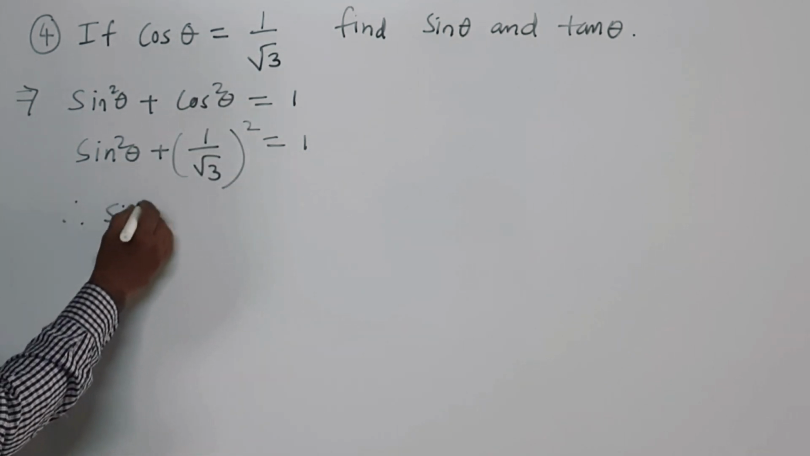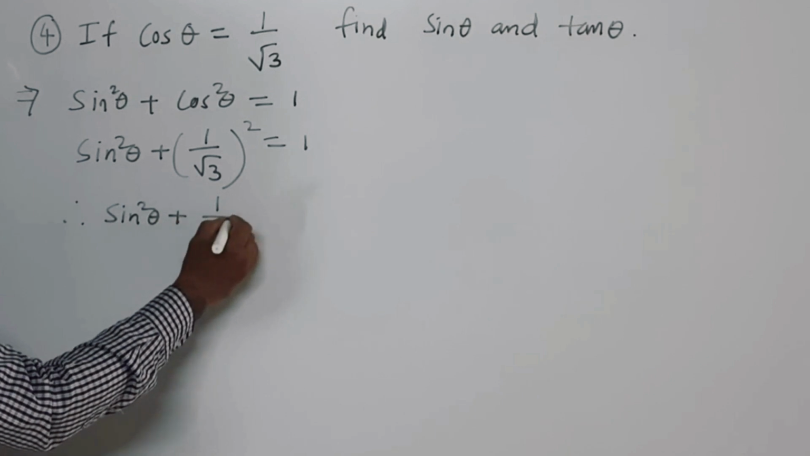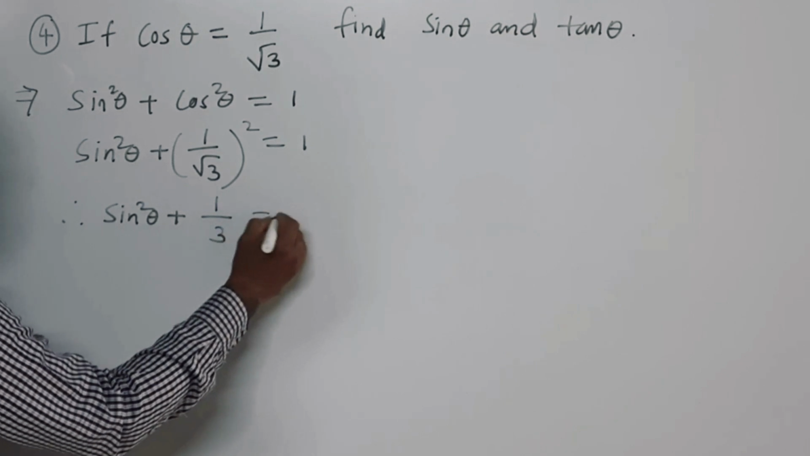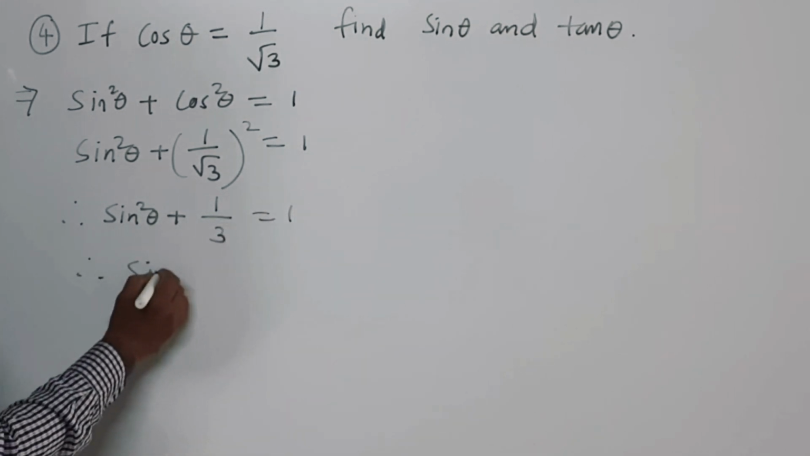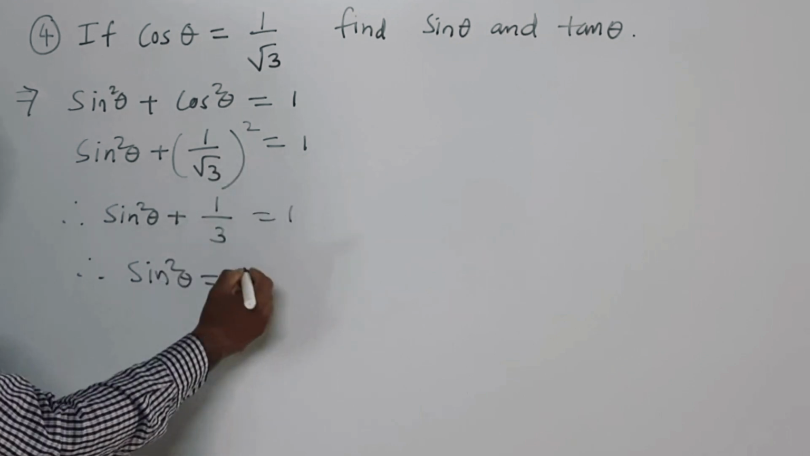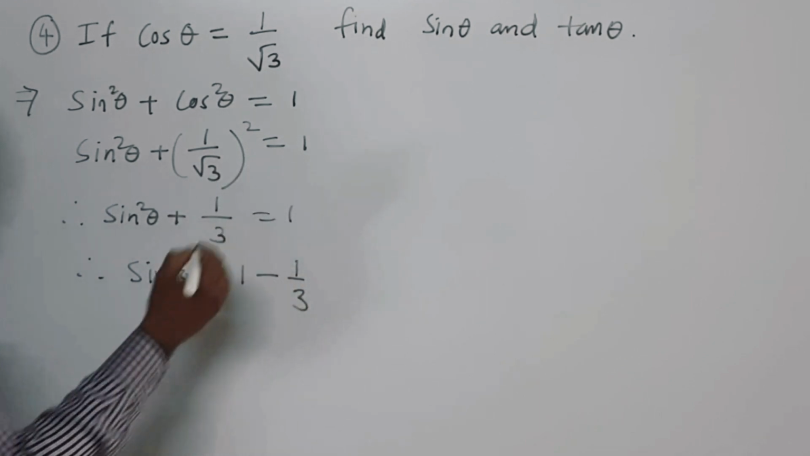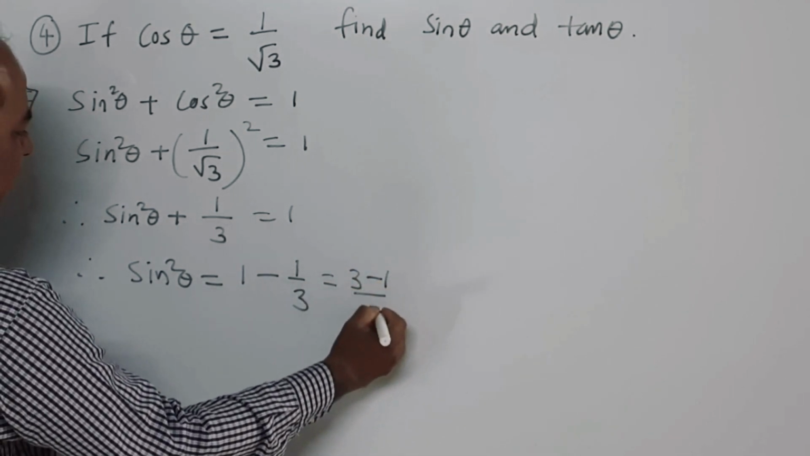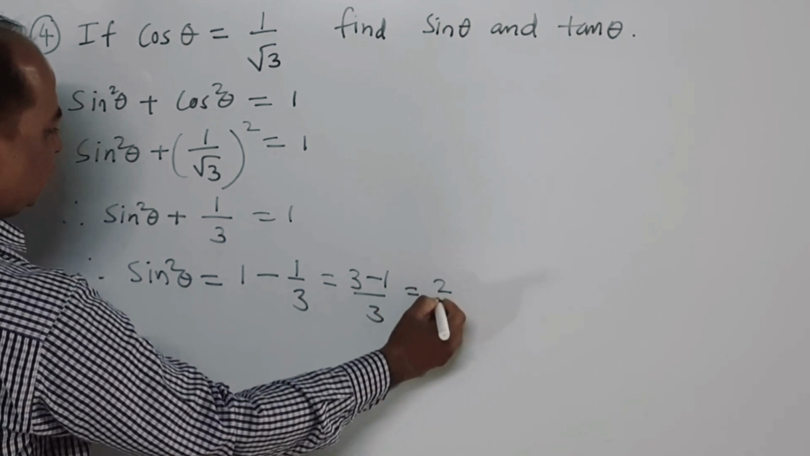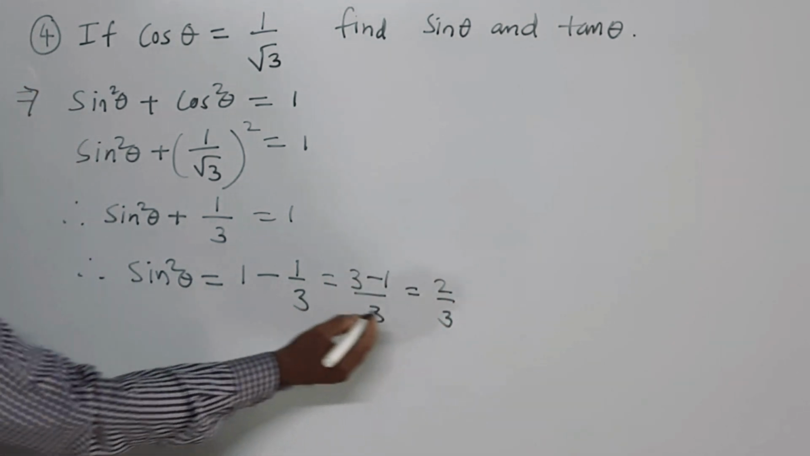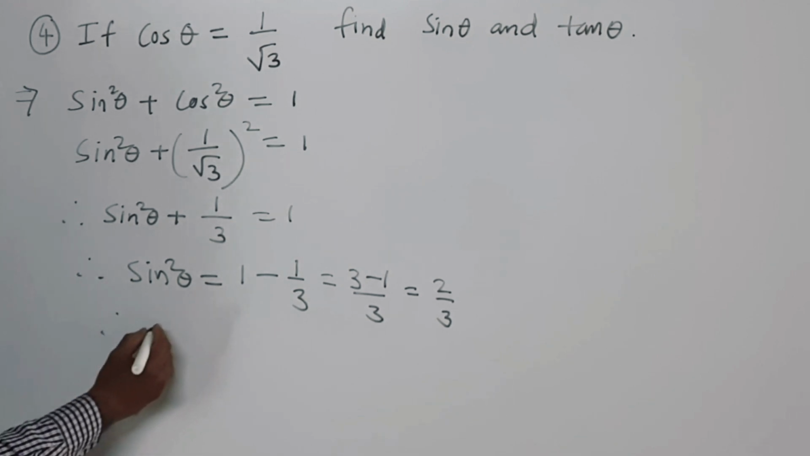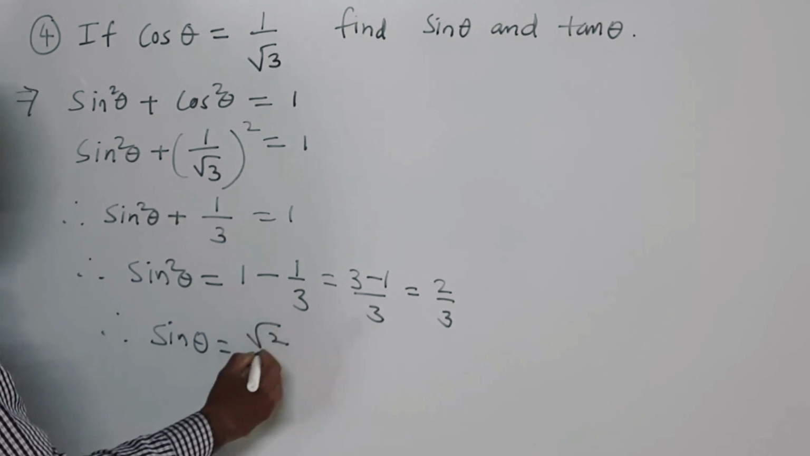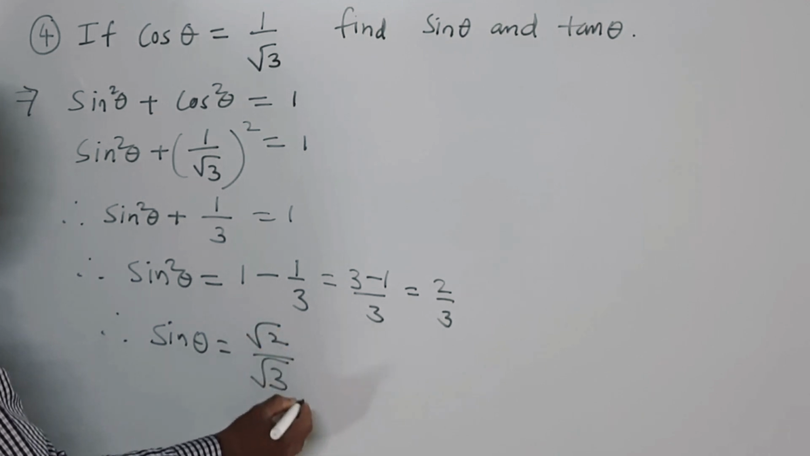Therefore sin square theta plus (1 upon root 3) whole square is 1. Square of 1 is 1 and root 3 square is 3, so it is equal to 1. Therefore sin square theta is equal to 1 minus 1 upon 3. 3 ones are 3, minus 1 upon 3, that is 3 minus 1 is 2 upon 3. Sin square theta is 2 upon 3. Therefore, taking square root of both the sides, sin theta is root 2 upon root 3.